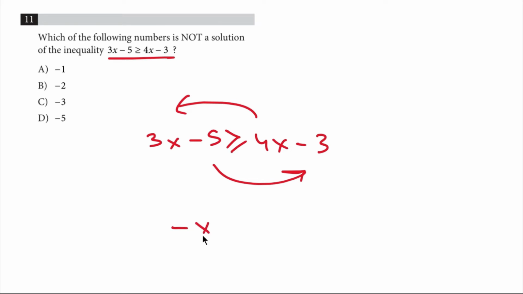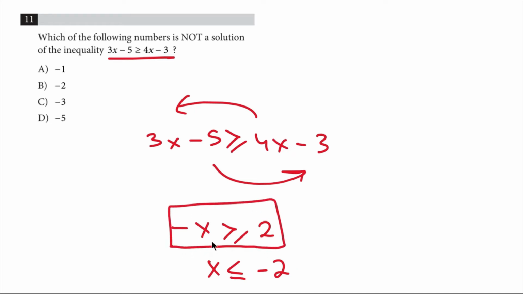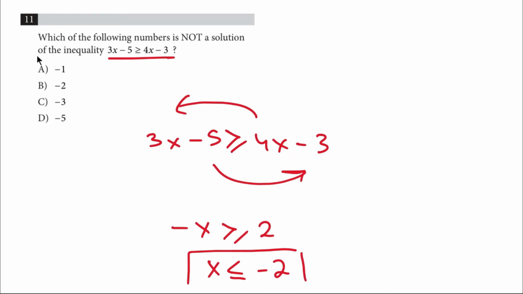We get negative x is bigger than or equal to 2, and therefore x is less than or equal to negative 2. You have to remember that when you divide an inequality by a negative number, like right here I divided everything by negative 1, you have to also flip the sign of the inequality. So this is our final answer. x must be less than or equal to negative 2. As we can see here, choice A, negative 1, is not less than or equal to negative 2. Therefore, choice A cannot be a solution to this inequality right here.